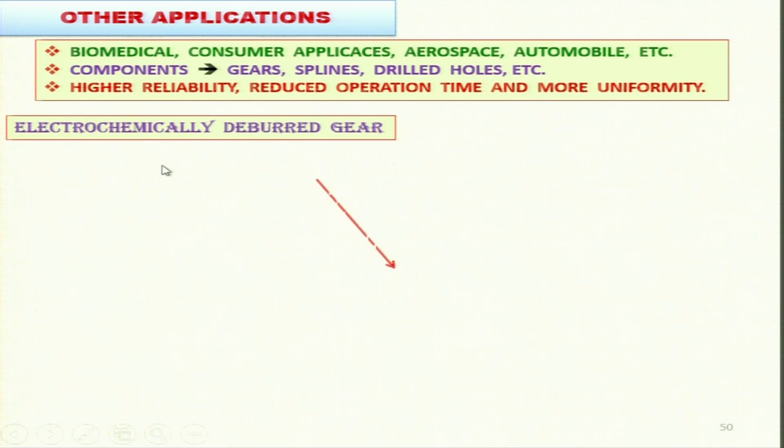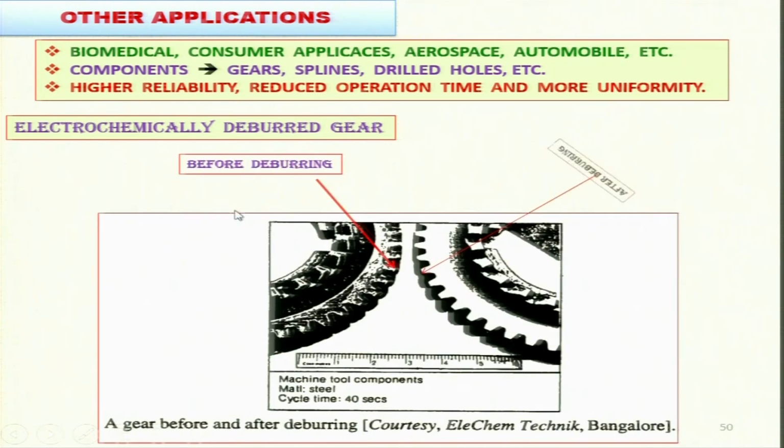Electrochemically deburred gear, you can see over here, this is the before deburring, lot of burrs are there, rough surfaces are there, and this is after deburring. So, you can see clean deburred surface of the gears, a gear before and after deburring.